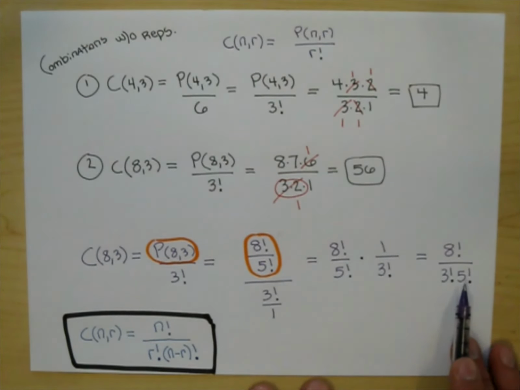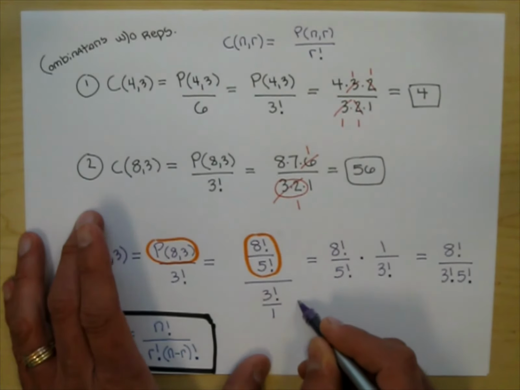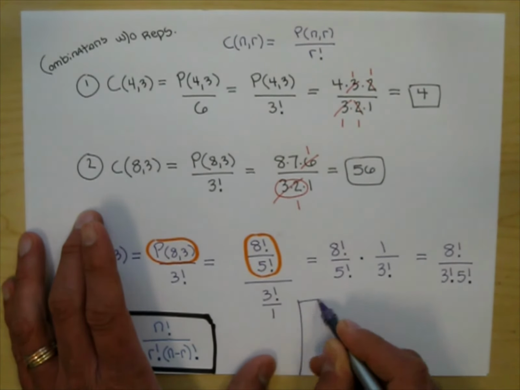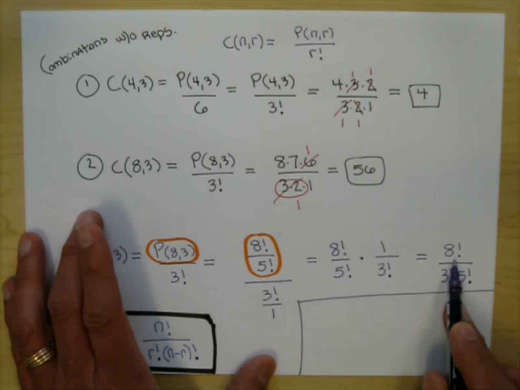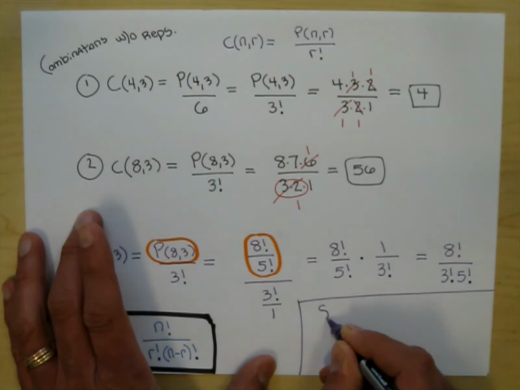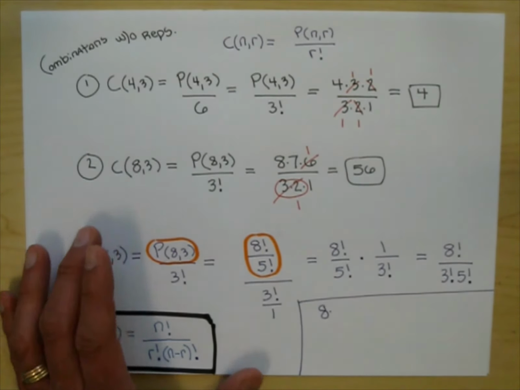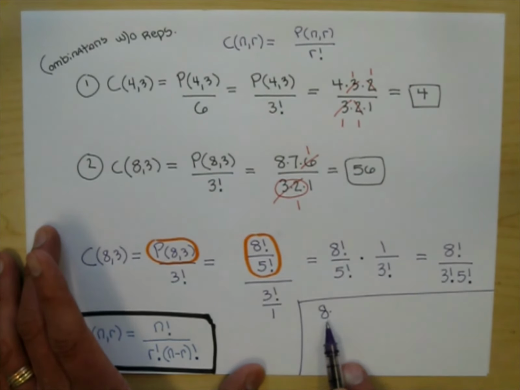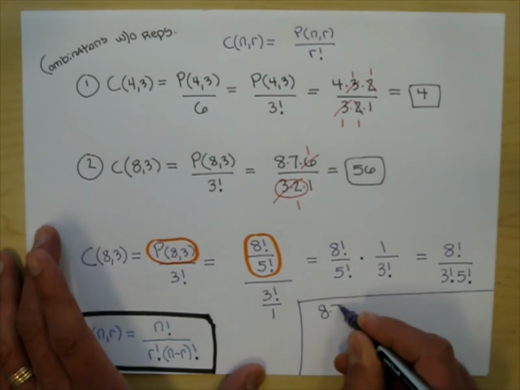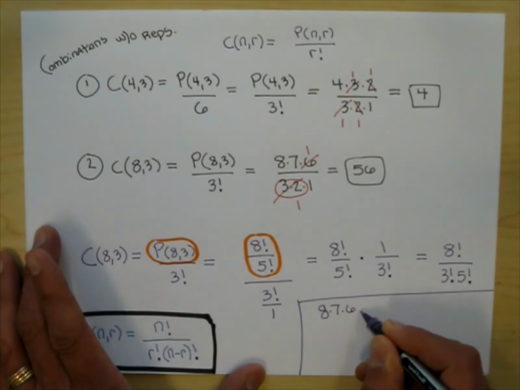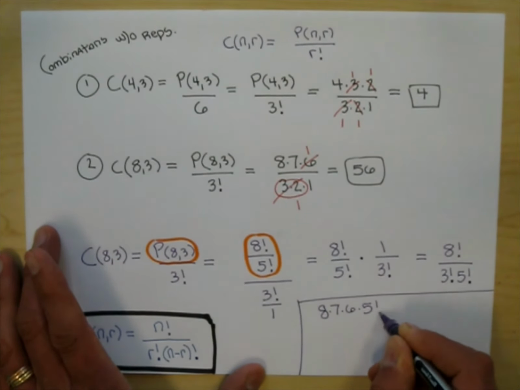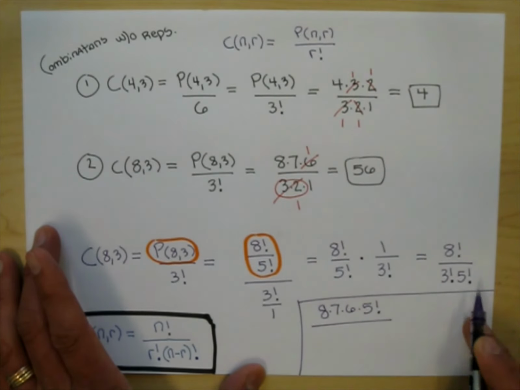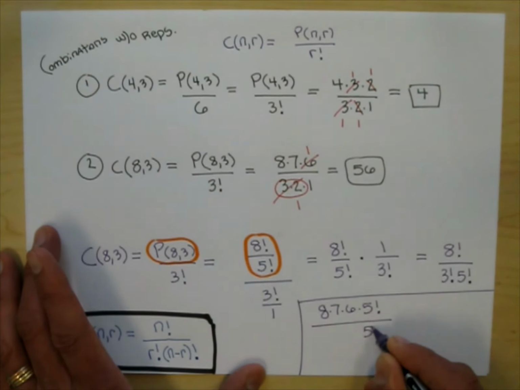Now, does this give me 56? Some of you do care about that. Well, let's see. 8 factorial is 8, 7, 6, 5, 4, 3, 2, 1. But what I'm going to do is make it go down to 5 factorial: 8, 7, 6, 5 factorial. And then you have the 5 factorial on the bottom. And then you have 3 factorial, which is 6. I'll just write it as 6 this time.